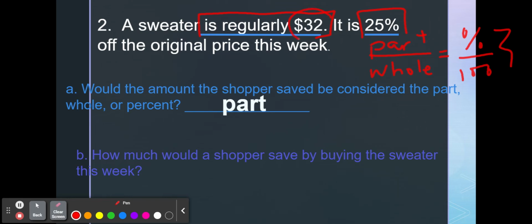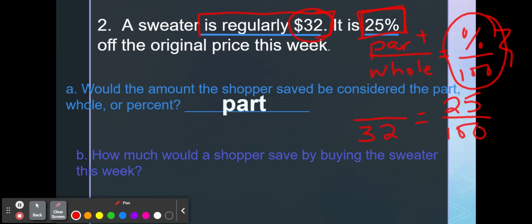Well, the regular price is 32, and I told you regular price is the whole. So that's going to go on the bottom there. Then I have my 25%. This side is the percent. And if I write 25% as a fraction, it would be 25 over 100.